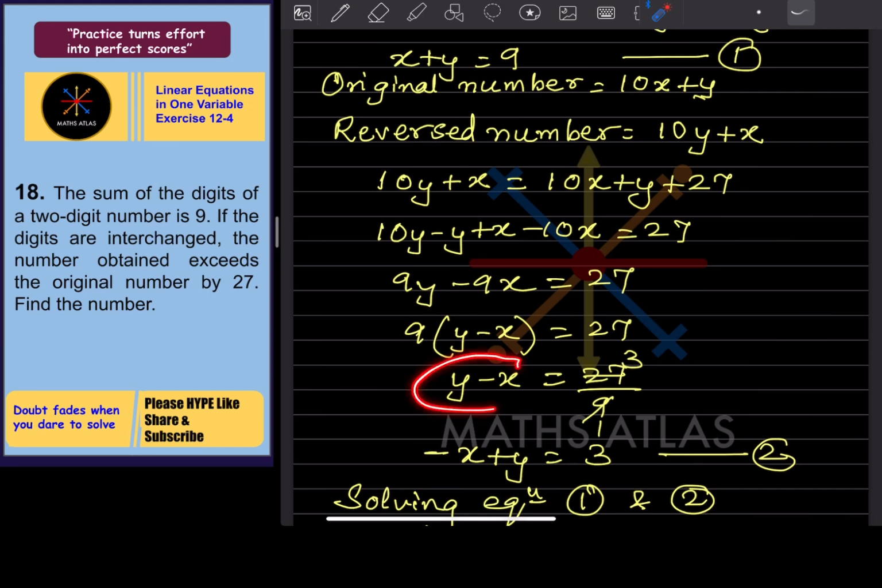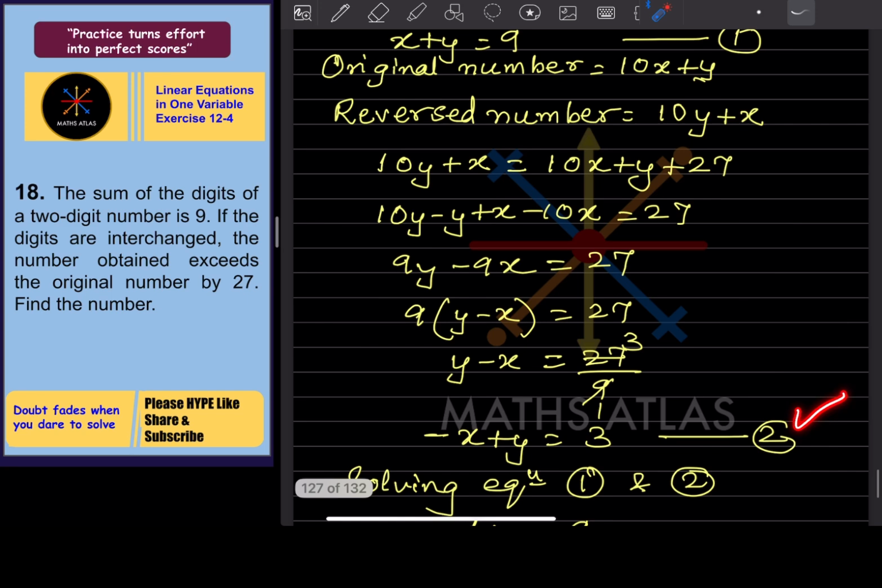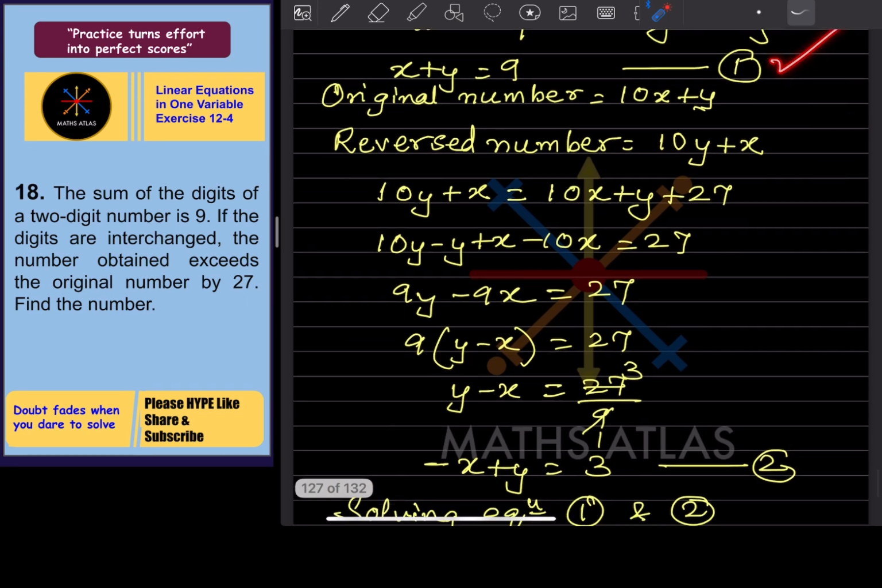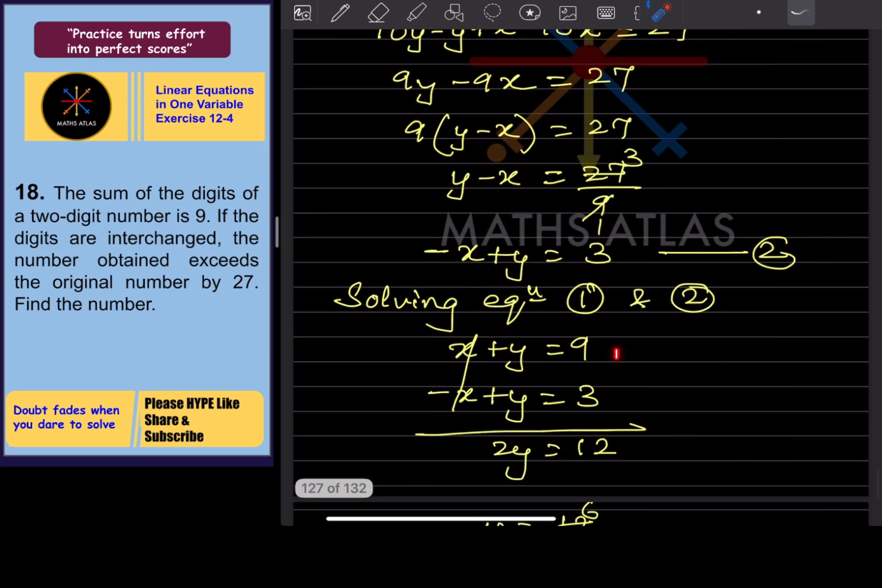Now we can arrange this because this is y and this is x. So we'll bring this x to the start, along with the sign. So minus x plus y is going to be 3. So this will be equation number 1, and the earlier one, x plus y equals 9, is equation number 2. So we will solve these two equations.